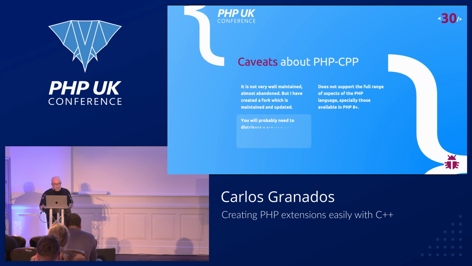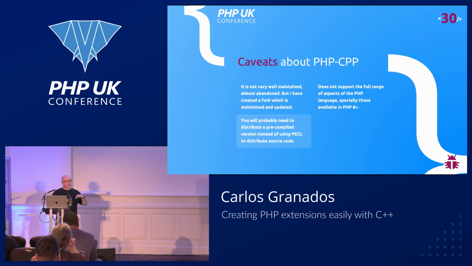Also, there's the problem of how these extensions can be distributed. Usually, PHP extensions are distributed as source code. They're usually distributed using the PECL packaging system. So they get downloaded into your system and then get compiled in your system, and you get your specific version for your specific version of the operating system. Given how these extensions are built, you first need to build the PHP-C++ library, then you need to build your code, and you need a special makefile.